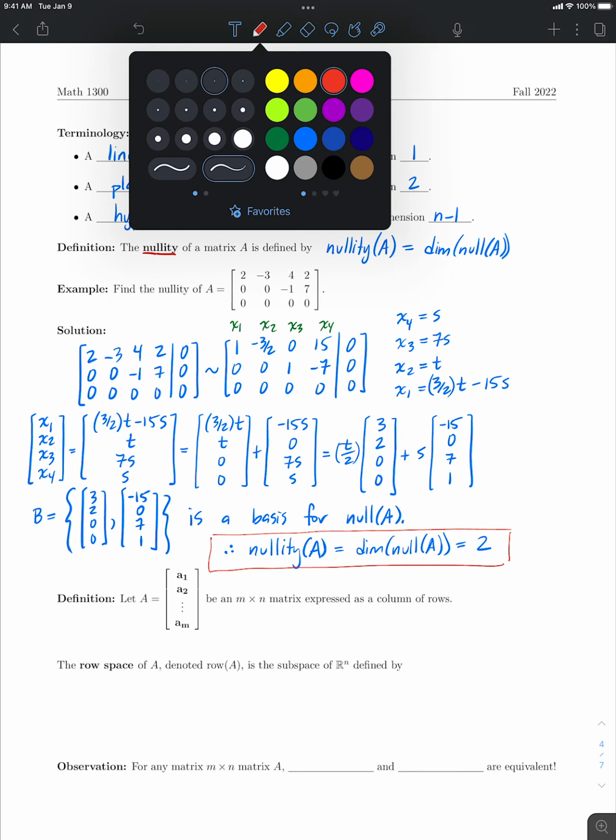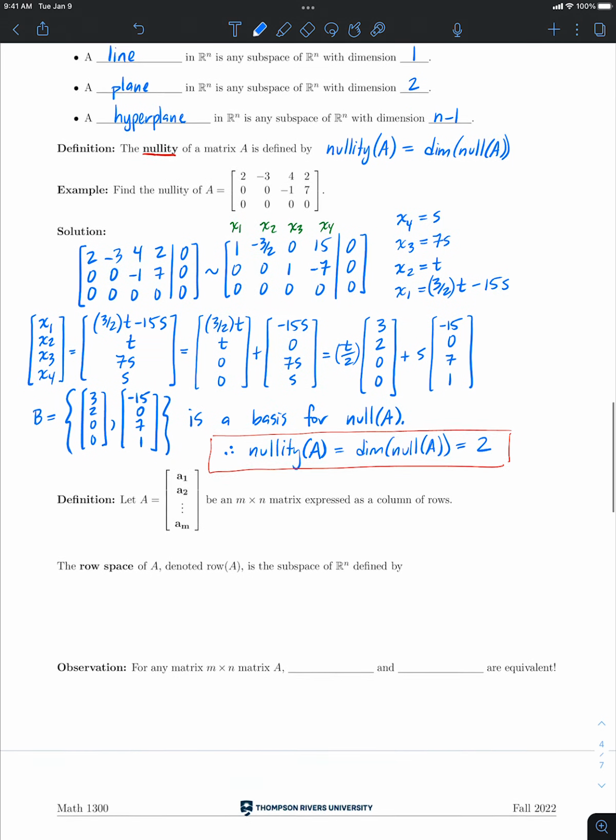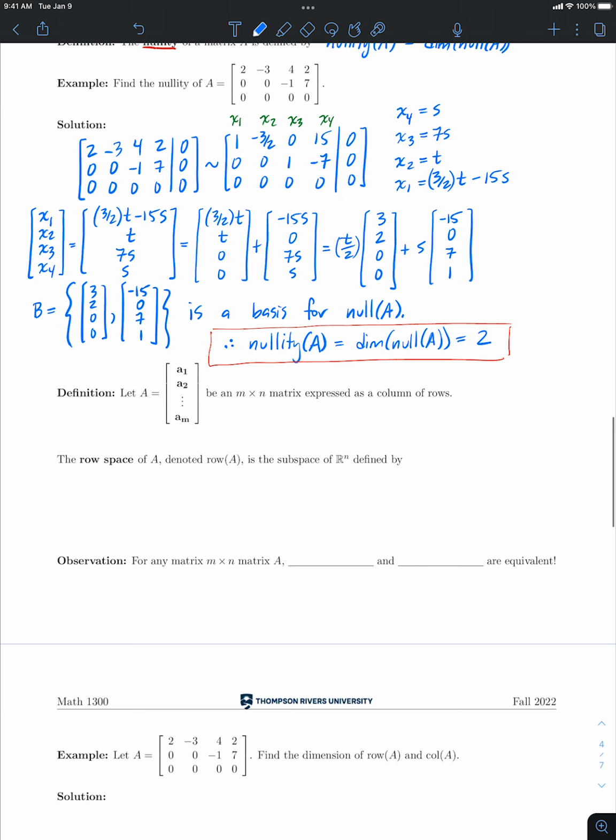Okay. Another idea, we've talked about two subspaces you can associate with any matrix, the null space and the column space, if you remember from the previous section. But we can also talk about something called the row space, and the concept is the same. Remember how the column space is just the span of the columns? Well, for the row space, you're just going to take the span of the rows.